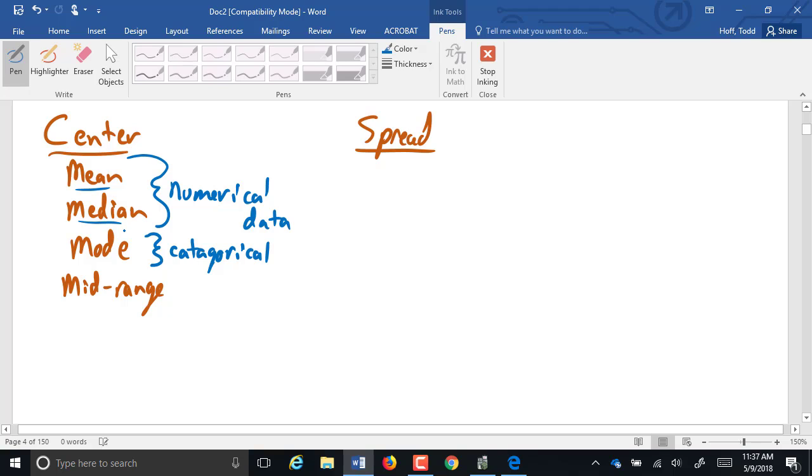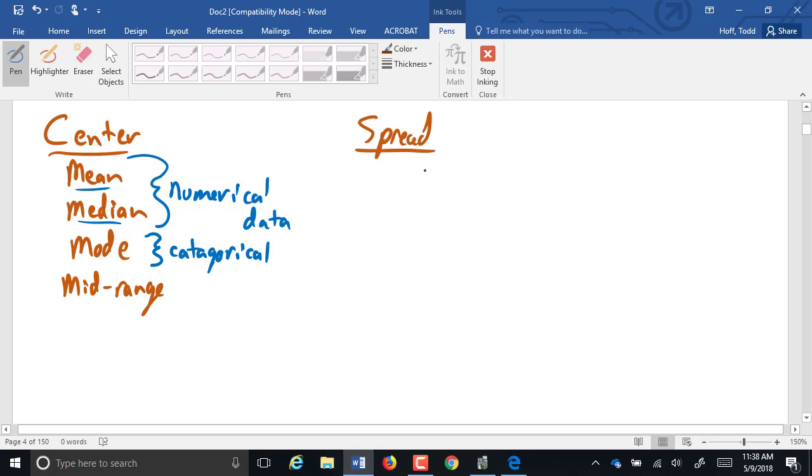Talked about the stability with the mean and median, how the median is more stable or more resistant to outliers, how that one really large number or one really small number can have a huge effect on the mean, but not as big of an effect on the median.